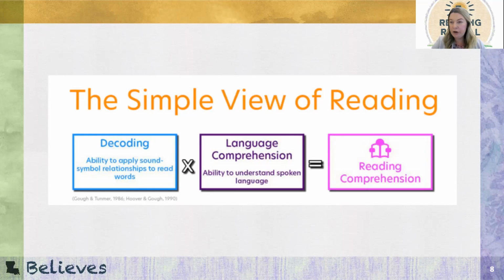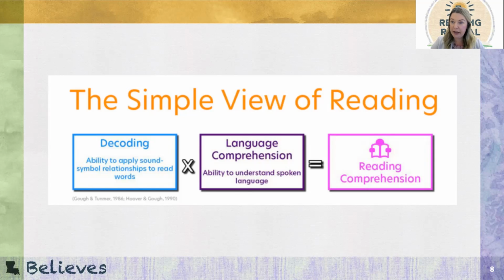And so decoding, we're not as familiar with in the middle and high school level, but decoding is the ability to apply sound-symbol relationships to read words. So the letter S, the symbol for the S, makes a sound when you're reading. And you take that from letters and individual phonemes and graphemes into a series of letters. We start to have blends that make up certain sounds and then into words. And so that's the decoding component.